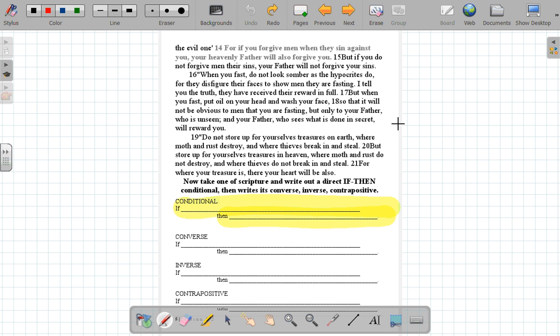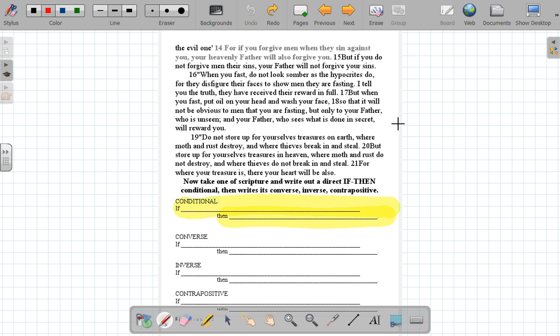The eye is the lamp of the body. If your eyes are healthy, your whole body will be full of light. But if your eyes are unhealthy, your whole body will be full of darkness. If then the light within you is darkness, how great is that darkness? No one can serve two masters. Either you will hate the one and love the other, or you will be devoted to the one and despise the other. You cannot serve God and money.